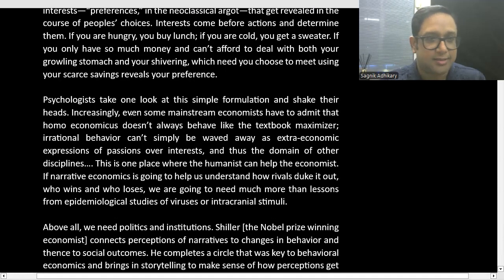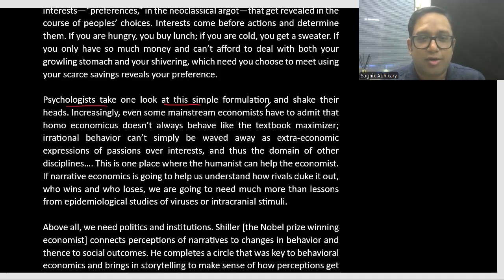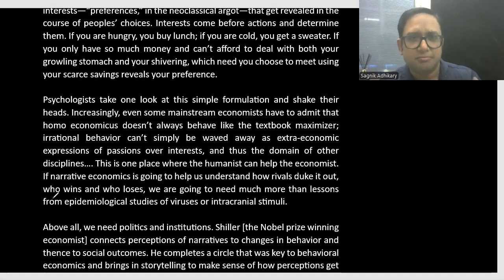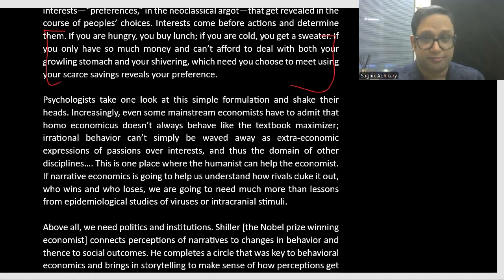We see that here. Psychologists take one look at this simple formulation and shake their heads. Increasingly, even some mainstream economists have to admit that Homo economicus doesn't always behave like the textbook maximizer. So that means that Homo economicus is someone who generally behaves like a maximizer, one who maximizes the fulfillment of their needs. That is the idea that's given here in the previous paragraph, where interests come before actions.